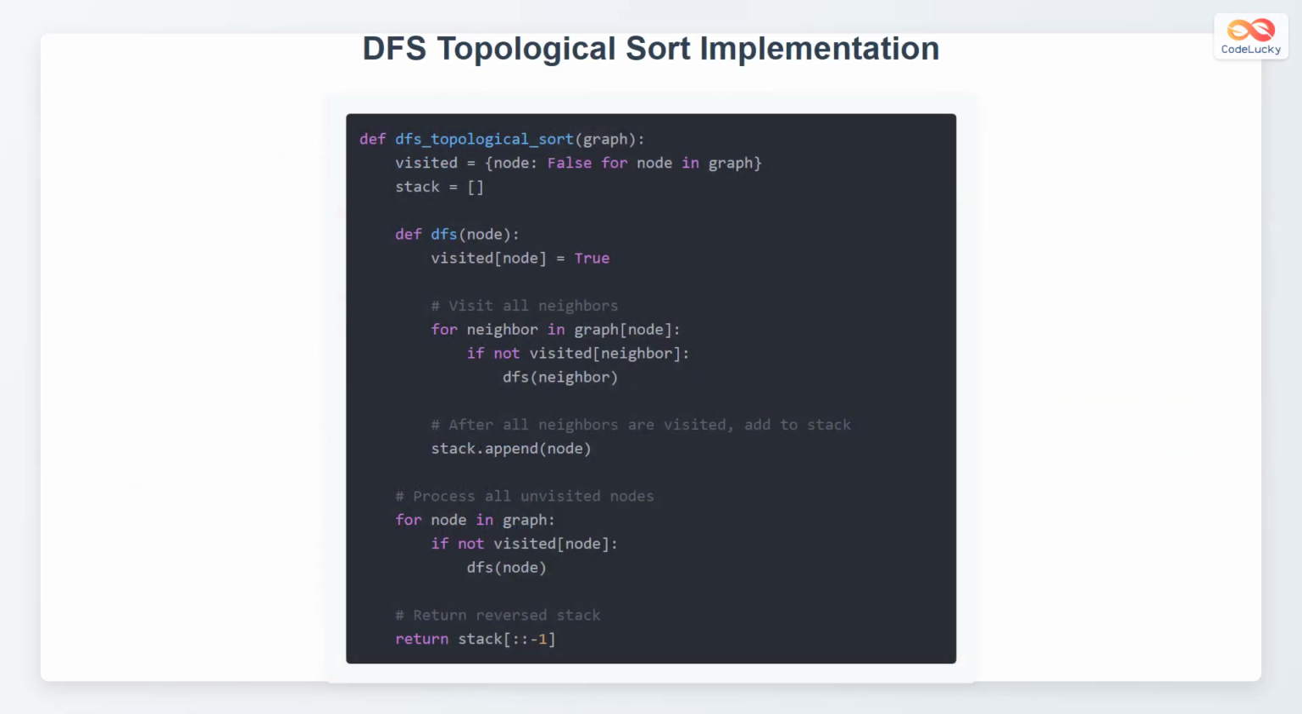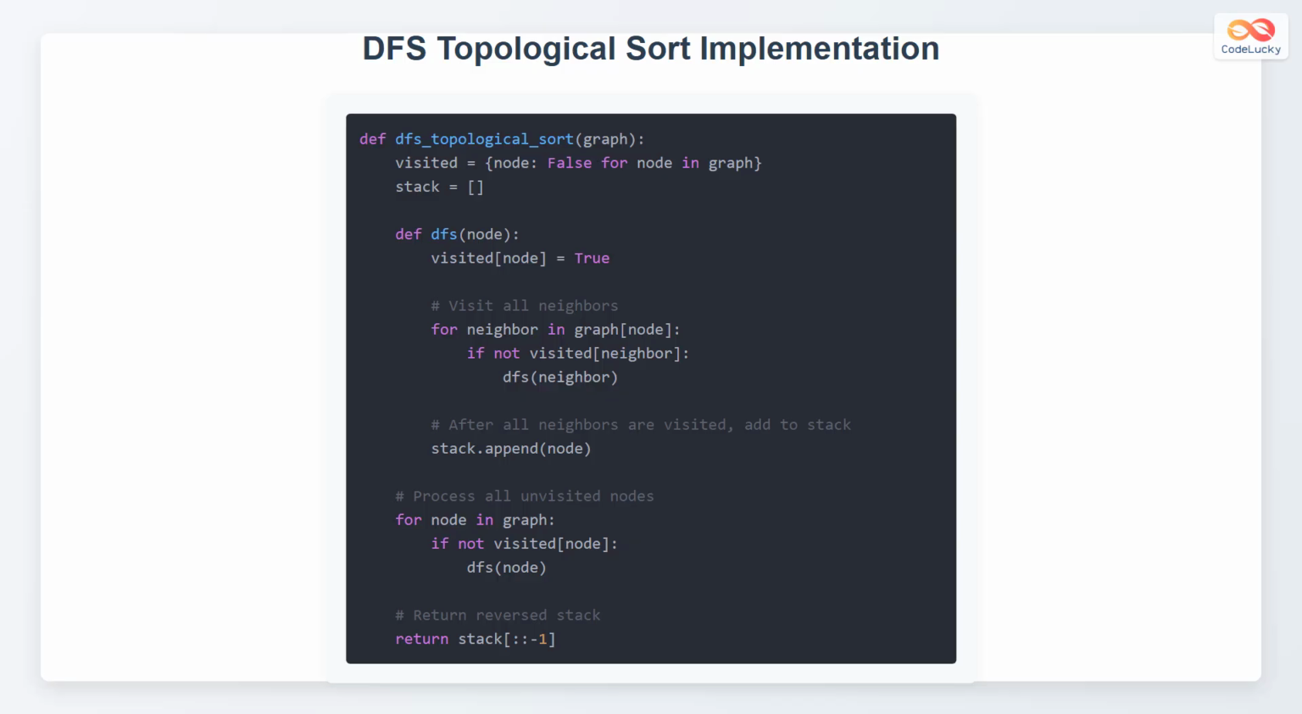Here is the Python code implementation of the depth-first search algorithm for topological sorting. We define a function called DFS_topological_sort that takes graph as the argument. Inside this function, we keep track of the visited nodes in the visited variable. A stack is initialized to keep track of the topological order.